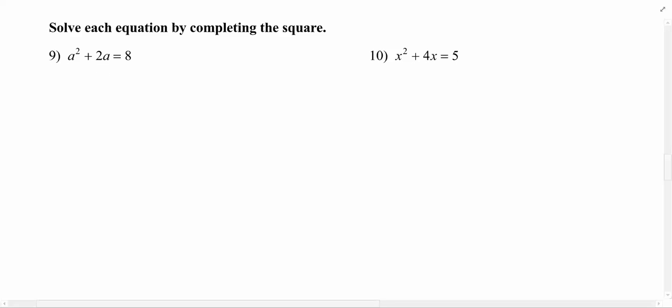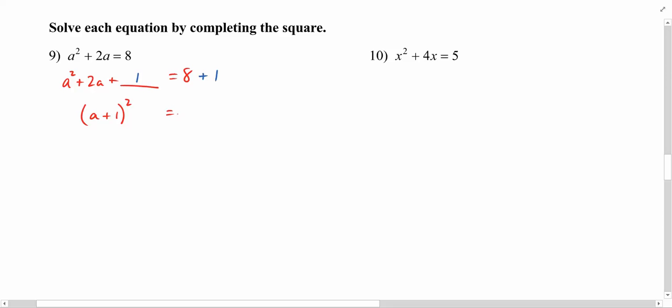Number 9 and 10, we solve the equation by completing the square. So the first thing that we need to do is give ourselves some room to complete this square. And the number needed to complete this square is half of 2 squared is 1. Half of 2 is 1, and 1 squared is 1. You have to keep in mind that we do add 1 to both sides of the equation to keep that equation balanced. And now we have a plus 1 squared equal to the number 9.